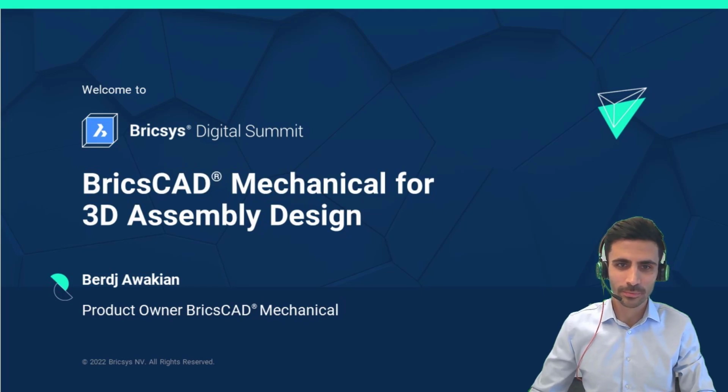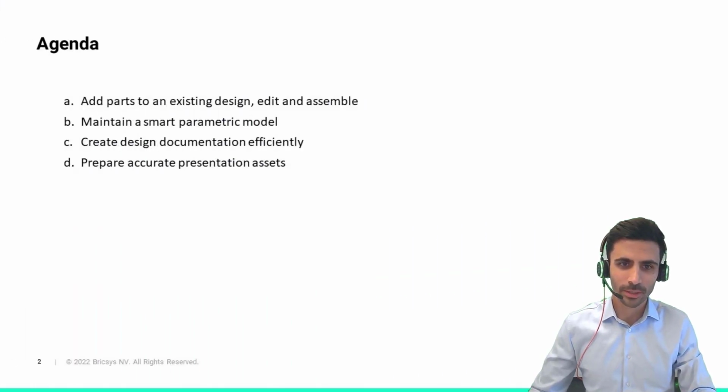In this session, we will present how BricsCAD Mechanical is helping to shape the future of 3D assembly design and the integration with downstream processes. I will elaborate on common challenges seen around 4 main design workflow steps. Those steps are adding parts to an existing design, edit and constrain, maintain a smart parametric assembly, create quick design documentation, and finally, create insightful visualization assets. I'll share with you BricsCAD's approach to handle those challenges.